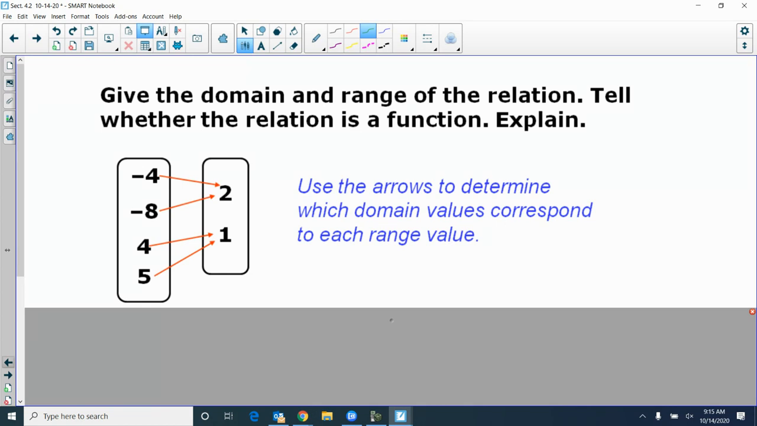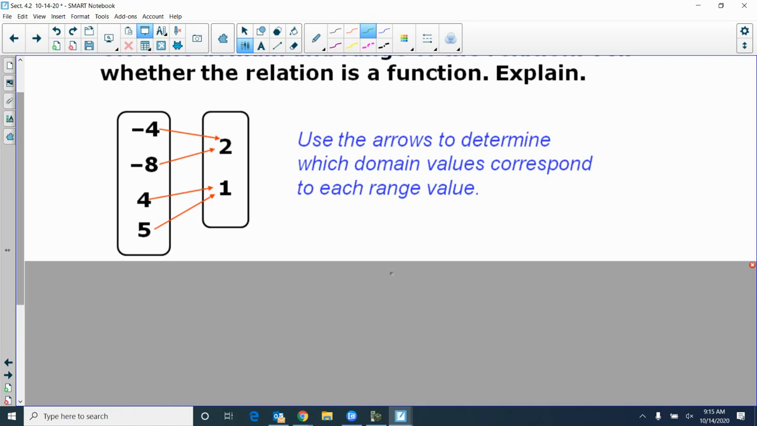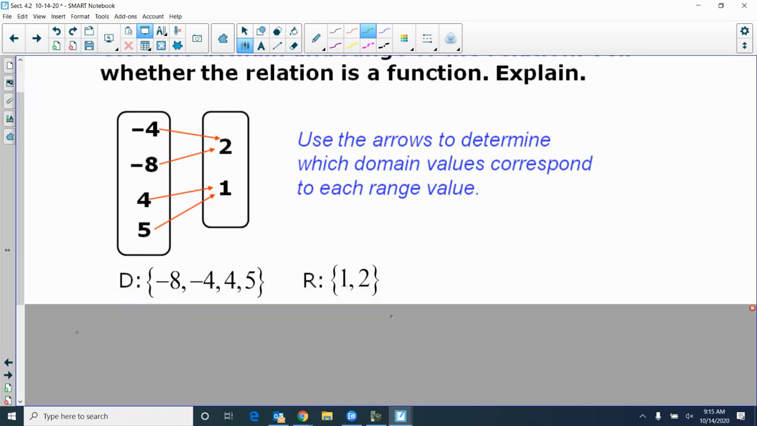What is the domain of that one? Is that a graph? No, it's just a list of numbers. So for this one, how do I list them? Smallest to largest, and don't repeat numbers. So the domain would be -8, -4, 4, and 5. And then what's your range? Your range is just 1 and 2.